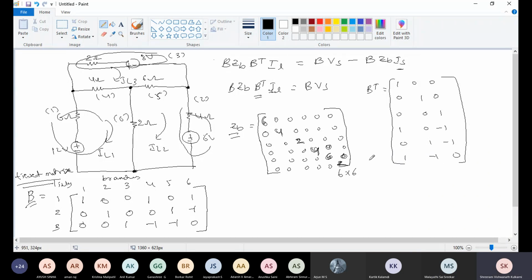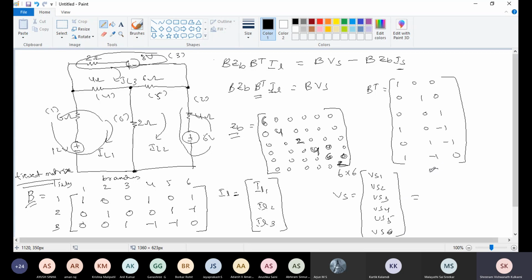We need to calculate IL. I can write IL equals to how many loops are there? 3 loops: IL1, IL2, IL3. This is my IL. Now VS. VS is a column matrix. Here I can write VS1, VS2, VS3, VS4, VS5, VS6. This is my VS.